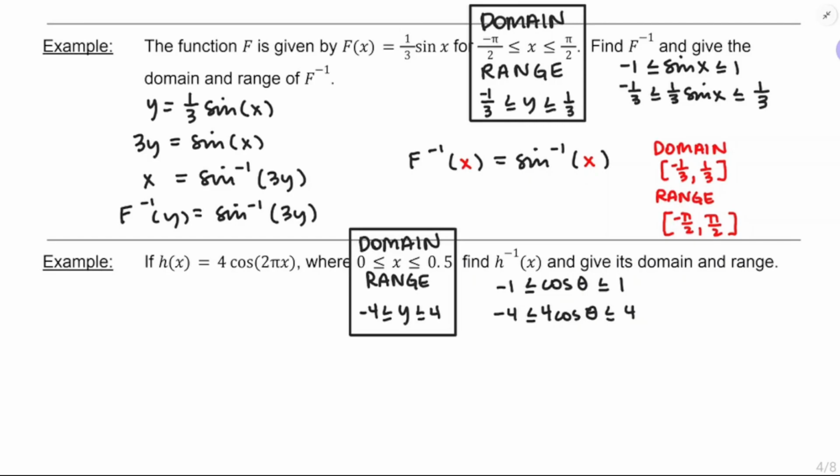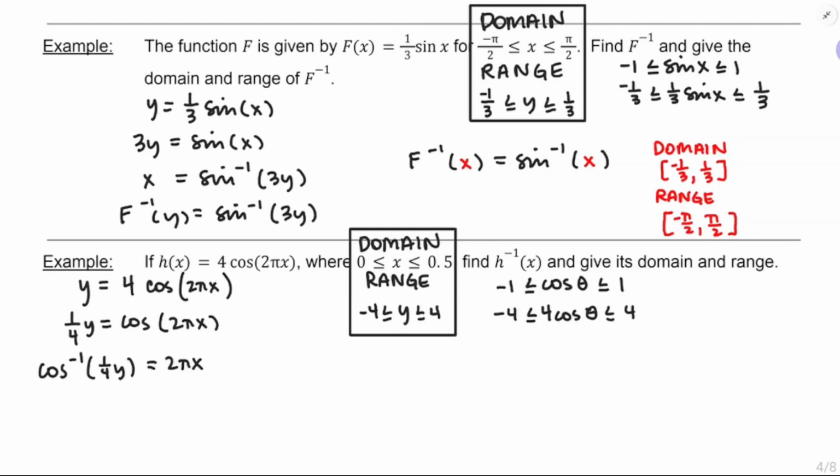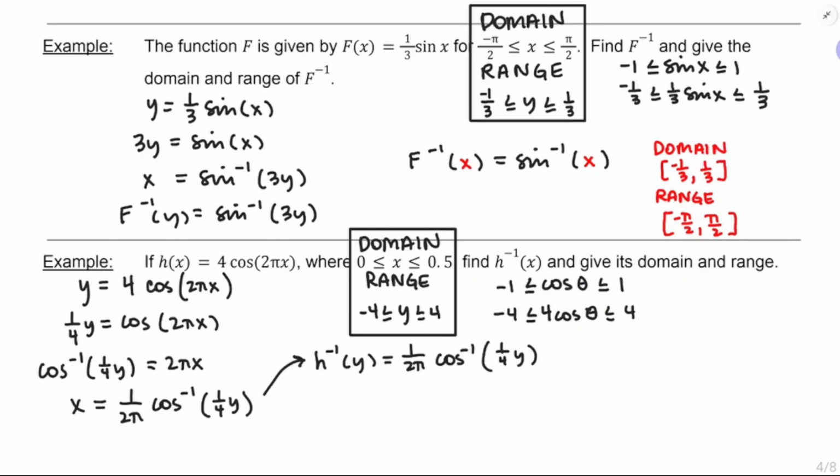Say h of x equals y. So y equals 4 cosine of 2 pi x. And then I'm going to start solving for x. I'll divide both sides by 4, take inverse cosine of both sides, divide both sides by 2 pi, and I'd have x equals. All right, I've solved for x, and that means I've got h inverse. So h inverse of y is equal to 1 over 2 pi times inverse cosine of 1/4 y. And so I've got h inverse as a proper function, and I can plug in x to it and think about the domain and range of the inverse.